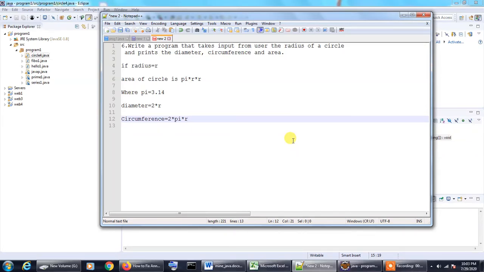So in this program we will be taking a look at how we can calculate the area, circumference and diameter of a circle from its radius. For the sake of this tutorial we are taking the radius as r.